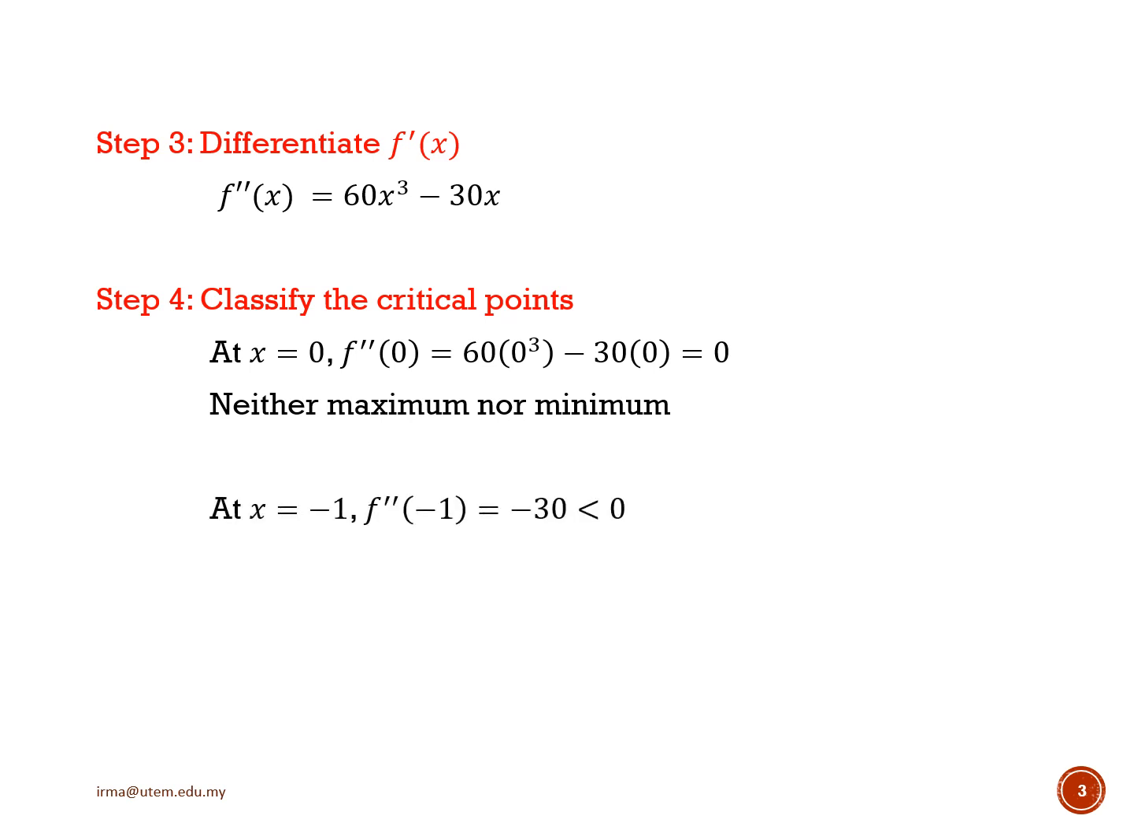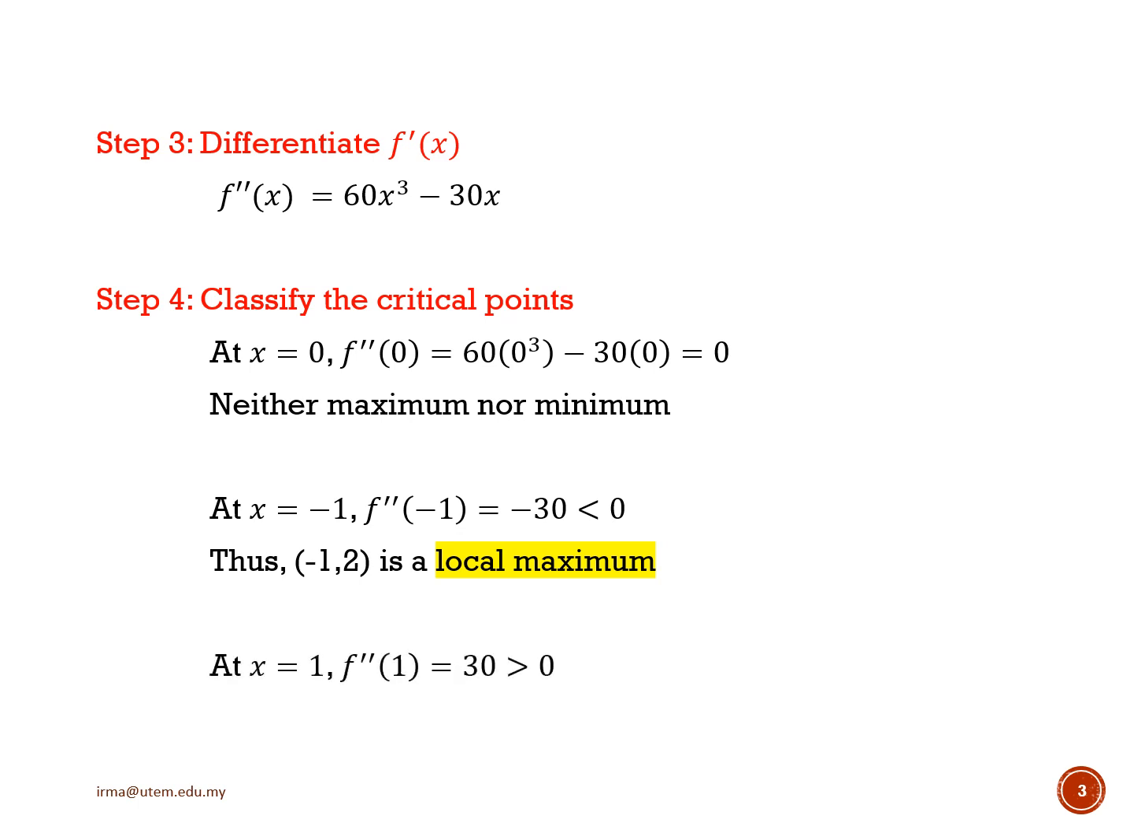Next, we move to the second point, which is at x equal to negative 1. When x equal to negative 1, f double prime is equal to negative 30, which is less than 0. Thus, (negative 1, 2) is a local maximum. And the last point is at x equal to 1. We have f double prime 1 is equal to 30, which is greater than 0. And therefore, (1, negative 2) is a local minimum.